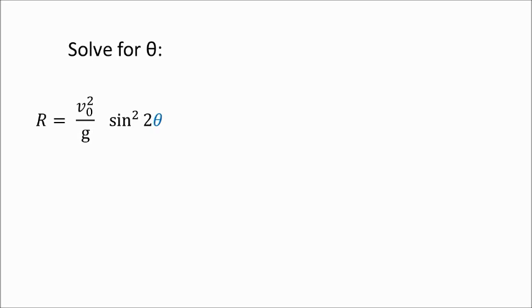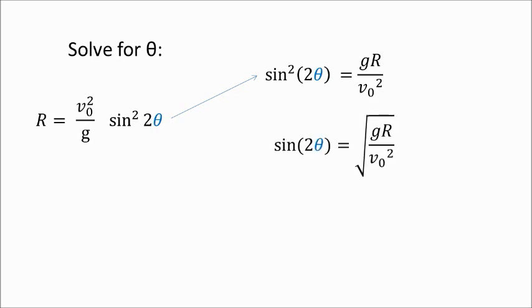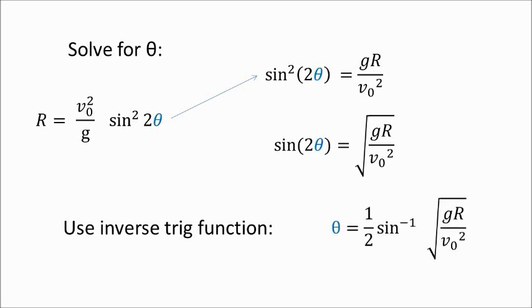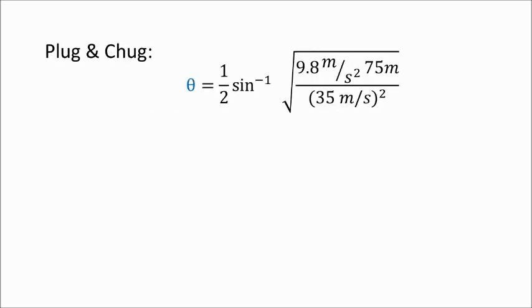All right, but we still have to solve for theta. We didn't do that yet. So let's isolate. Let's take the square root, and let's use an inverse trig function to pull out that theta. All right, so now I have this, and I can just plug and chug. All right, so let's just plug in all the numbers.